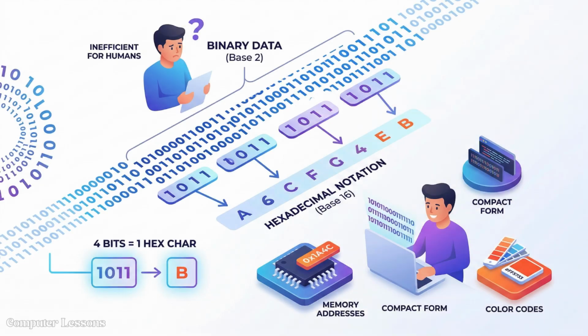While computers thrive on binary, humans find reading long strings of 1s and 0s inefficient. Therefore, developers utilize hexadecimal notation, a base 16 system, to represent binary data in a compact form. Each hexadecimal character represents exactly 4 bits, making memory addresses and color codes easier.